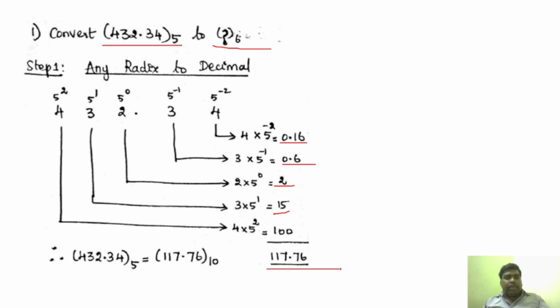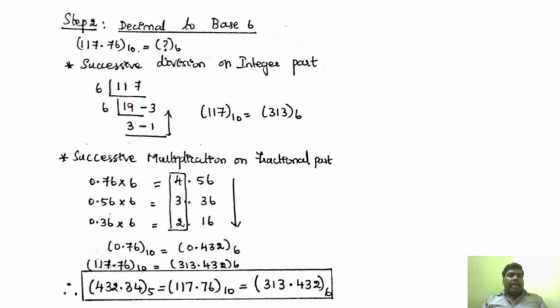We have converted any radix to decimal, but the question asks to convert from 5 to 6. So what we have done now is converted from base 5 to base 10, right? And you have to write it exactly here, right? From base 5 I have converted to base 10. Now from decimal I have to convert to radix 6. So how will I do that? As I said before, there are 2 steps involved. One is the successive division method, another one is the successive multiplication method.